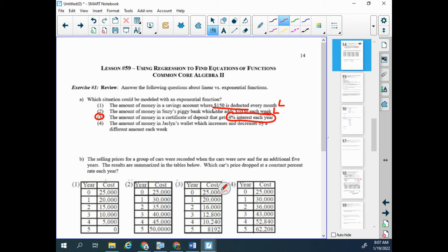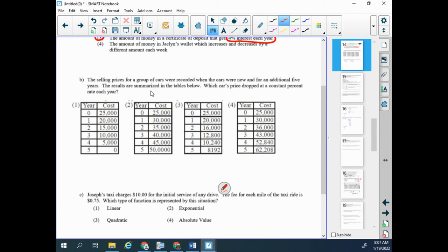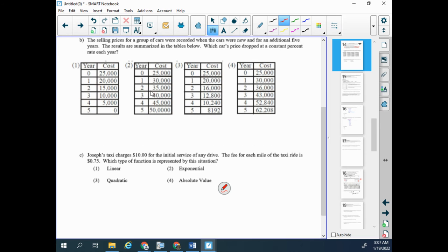The next one says the selling prices for a group of cars were recorded when the cars were new and for an additional 5 years. The results are summarized in the tables below. Which car's price dropped at a constant percent rate each year? So here we're looking for that exponential change, constant percent rate.